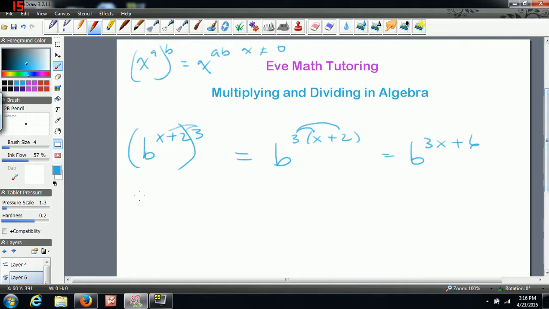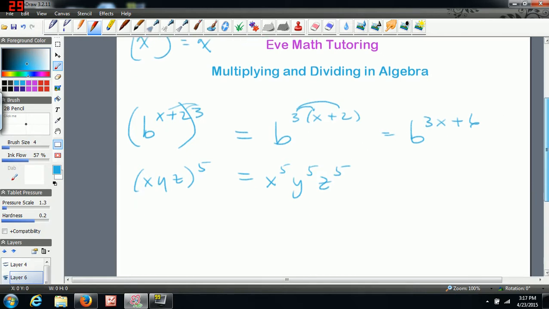I mean, say you had x, y, z all to the power of 5. Now, because there's nothing written here, there's actually a 1. So what happens is this rule applies, and the 1's get multiplied by 5. So it becomes x to the 5, y to the 5, and z to the 5, if you simplify something like that.